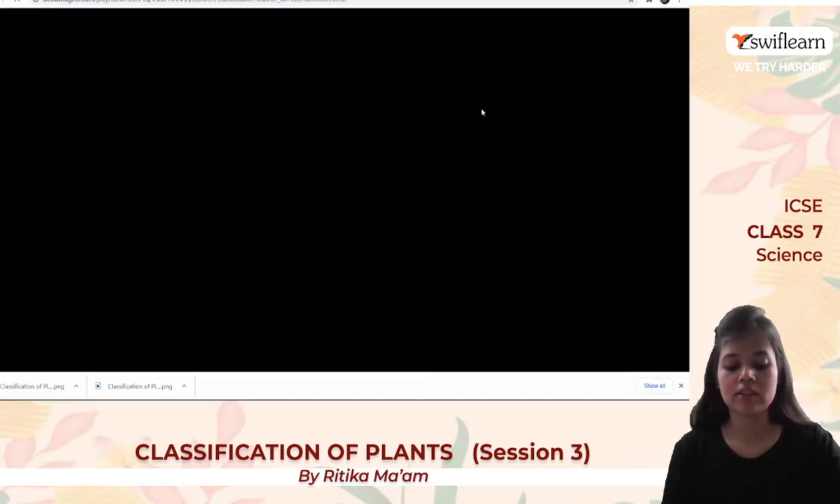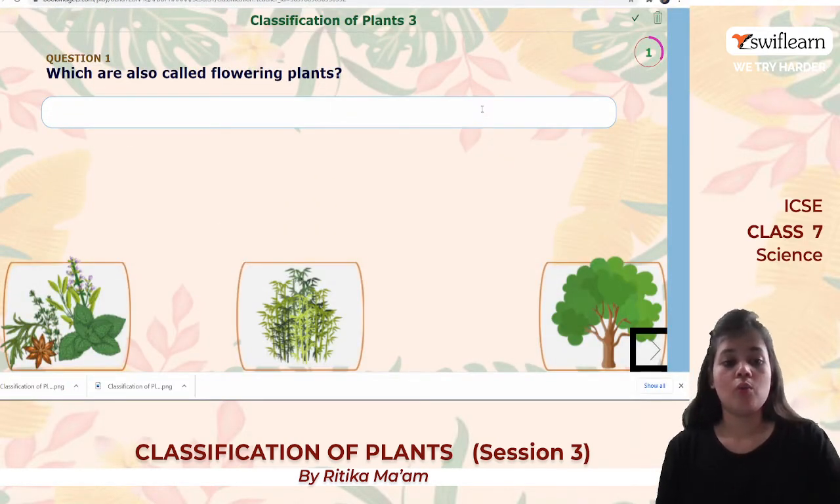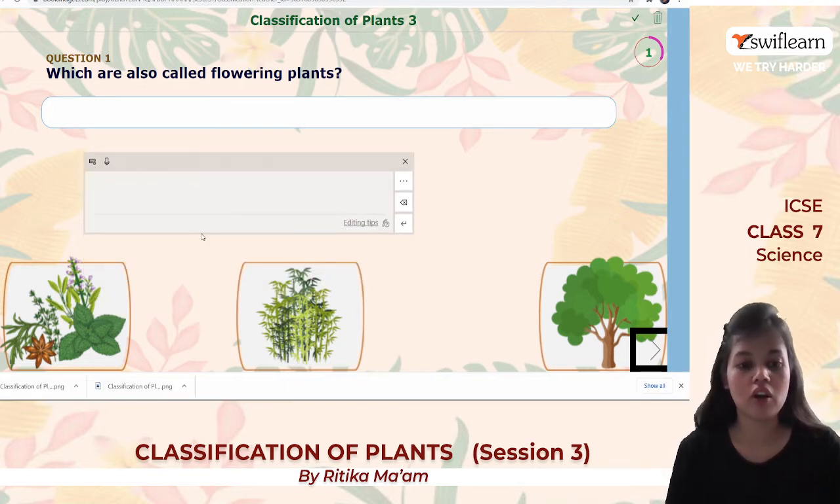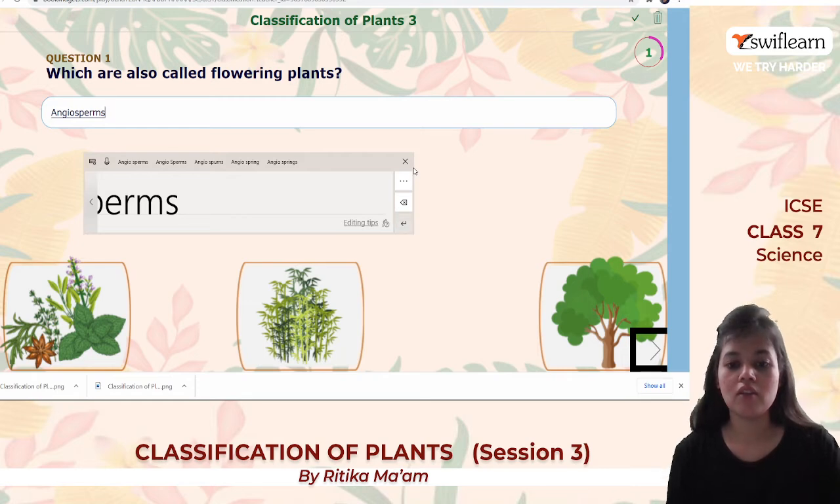Now let us see which are also called flowering plants. If I talk about flowering plants, we have angiosperms, so they are also known as flowering plants.